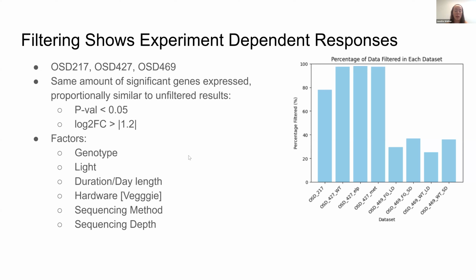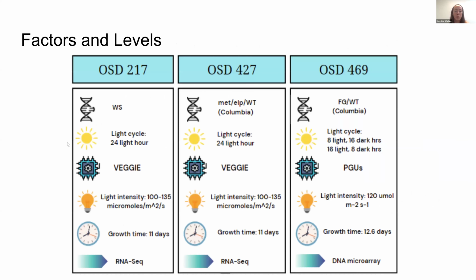So for filtering, we use the typical p-value less than 0.05 for significance, and the log2 fold change helped us compare genes that were expressed at different extremes. In the table to the right, you can see the percentage of data that was filtered, and you can see that the columns are similar for each experiment, which indicates that the error is experiment dependent. And on the next slide, this shows just some of the factors and levels across the different experiments.